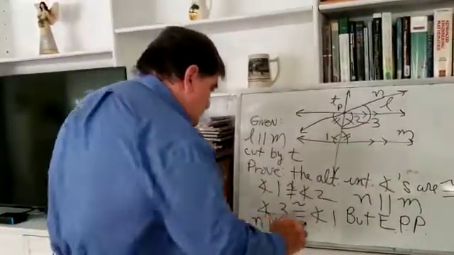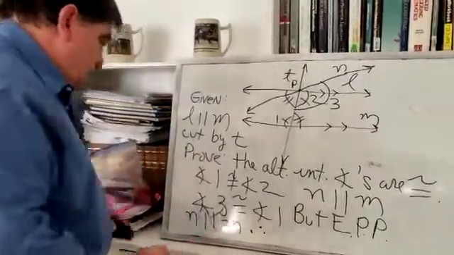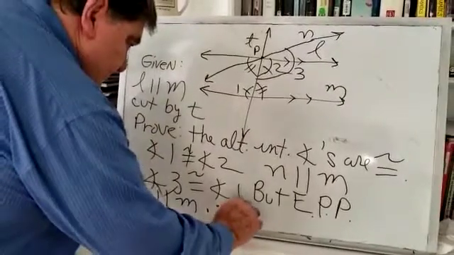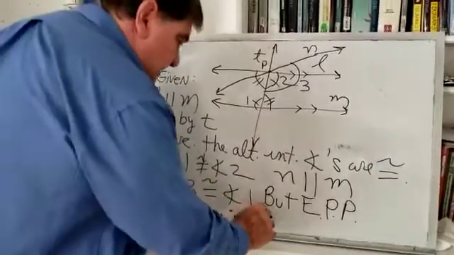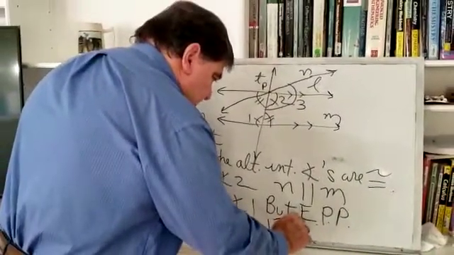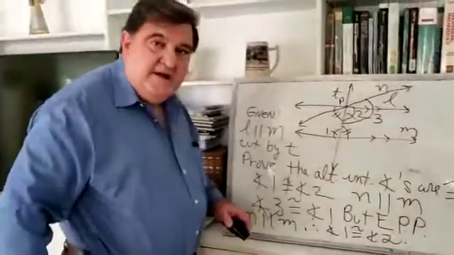Therefore, angle 1 is congruent to angle 2. And that's your proof.